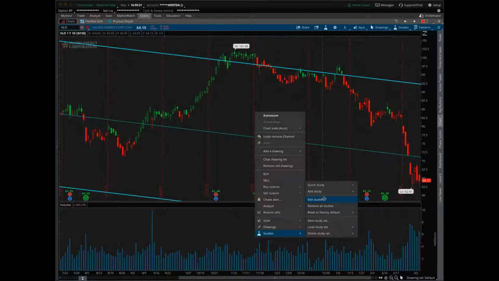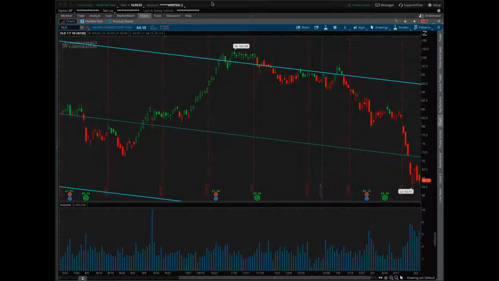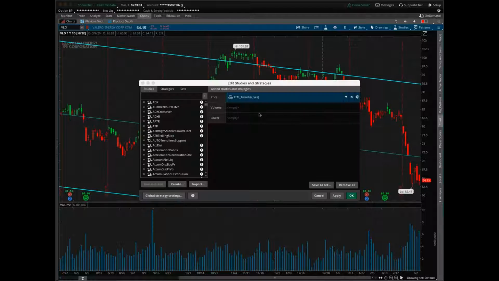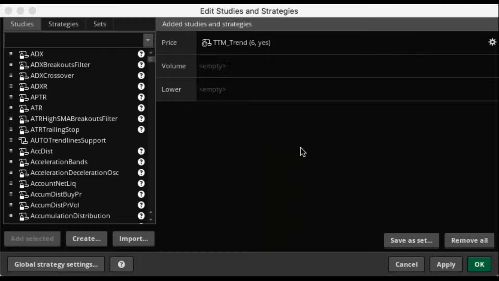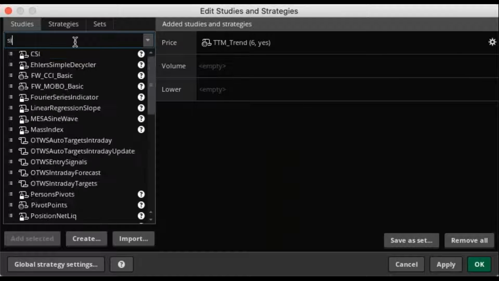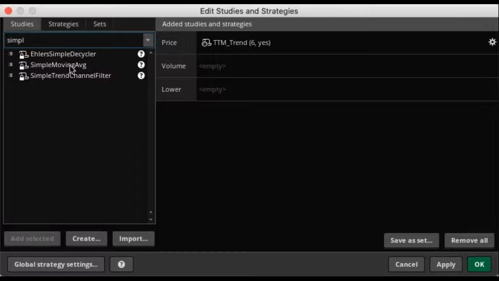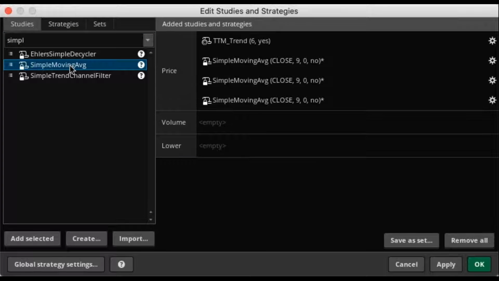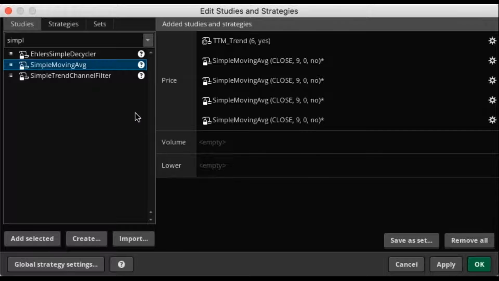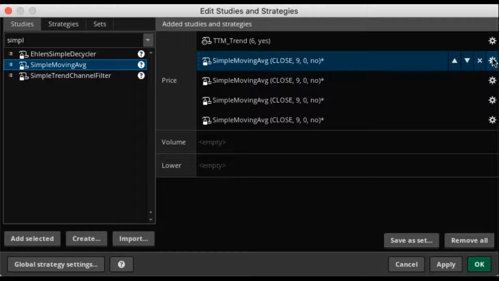So we go to Edit Studies. All right. Once we go to Edit Studies, a little box is going to pop up, the Edit Studies box. And then we're going to type in simple. And then we're going to type that in 4 times. So 1, 2, 3, 4. The first one, we're going to click Edit.